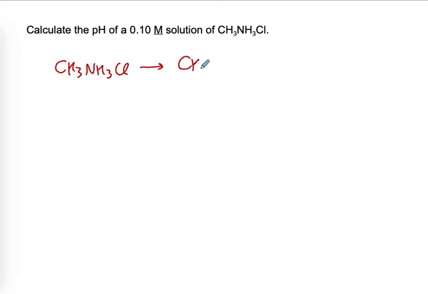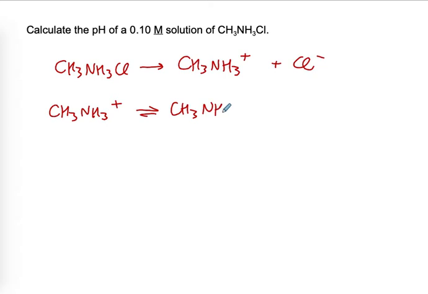to form CH3NH3 plus and Cl minus. Once again, this is not an equilibrium. It is not governed by an equilibrium constant. This is simply the dissolution and dissociation of this salt to form the methylammonium cation plus the chloride anion. Chloride is simply the spectator anion. It doesn't contribute to the acidity or basicity. The equilibrium we're concerned about will be the weak acid ionization of the methylammonium cation to form the conjugate base methylamine plus the hydrogen ion. So for this, we can write the Ka expression.